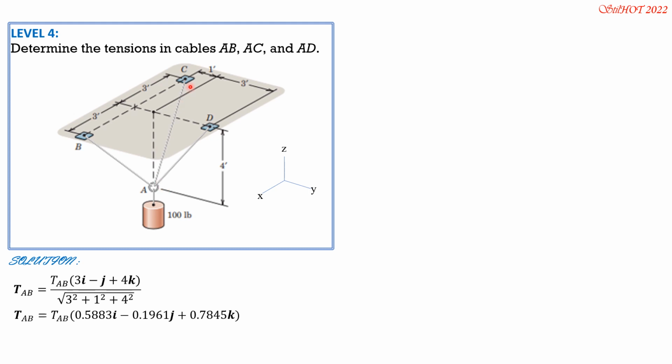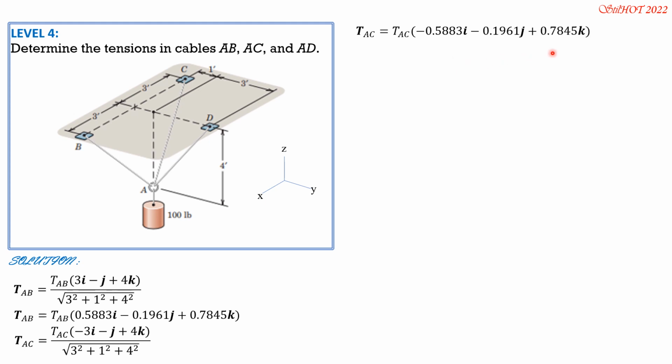Next, tension AC is magnitude of tension AC, quantity negative 3I minus J, then plus 4K. So almost the same components except for the sign in the first component. So tension AC is magnitude of tension AC, quantity negative 0.5883I, negative 0.1961J, then plus 0.7845K. Then lastly, for AD, it is just 3J. So tension in AD, in vector form, is magnitude of tension AD, quantity 3J plus 4K over square root of 3 square plus 4 square. So simplifying, that's tension AD times 0.6J plus 0.8K.